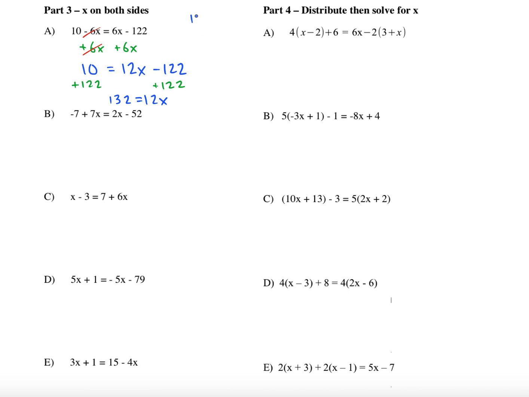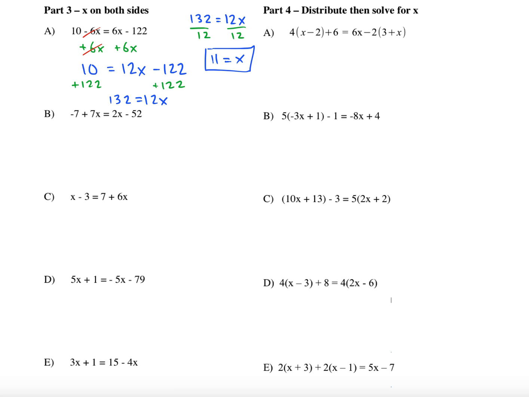Okay, once I have that, I'll just rewrite it here so that I can continue with my solving. Let's divide by 12 on both sides. X is 11.